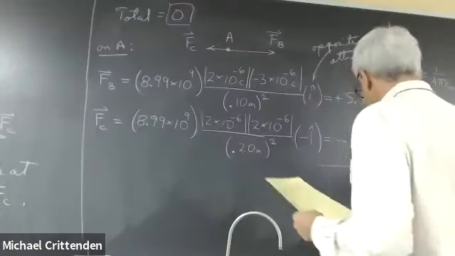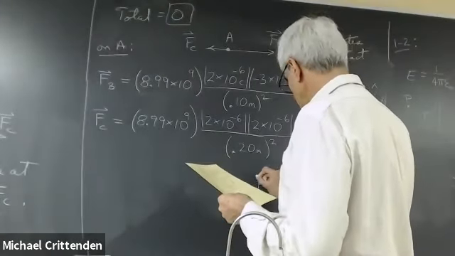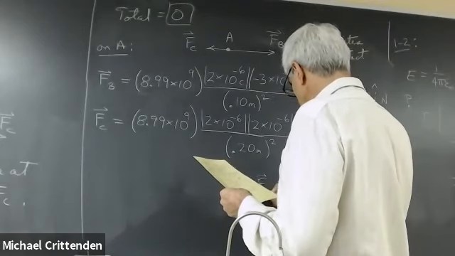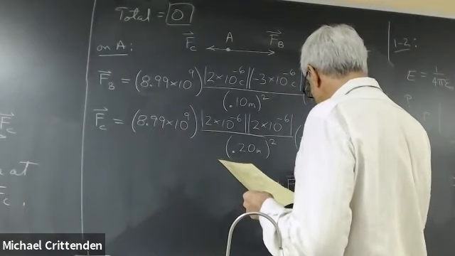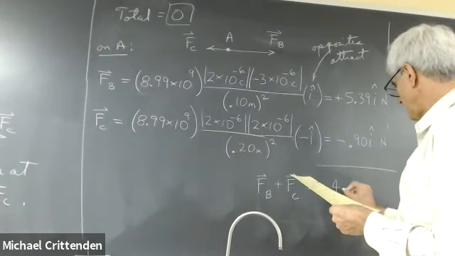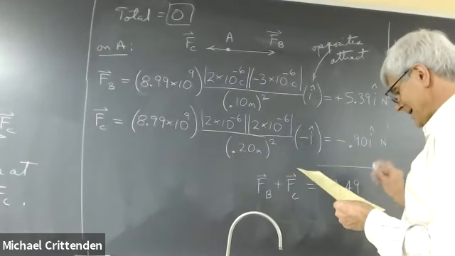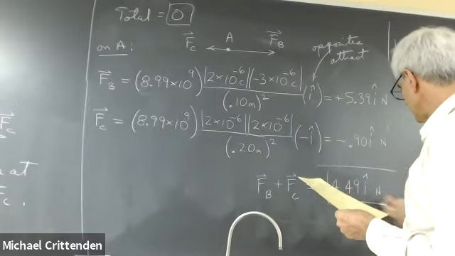So add them up. The superposition principle says that the overall force is the sum of force B plus force C. And that comes out to 4.49 times i newtons.